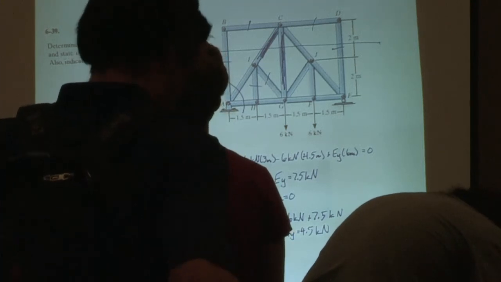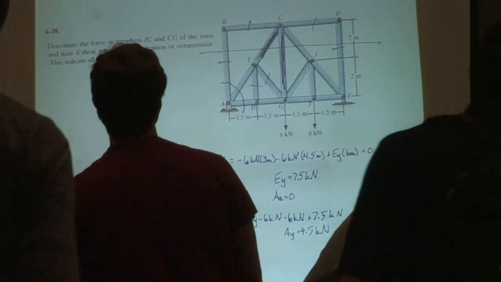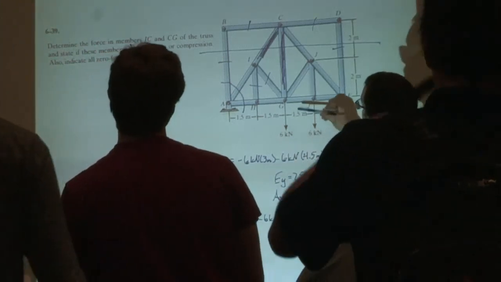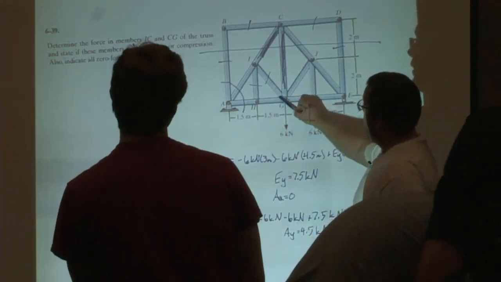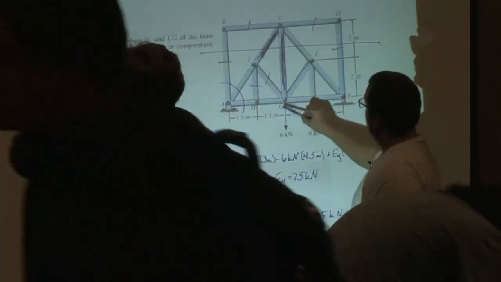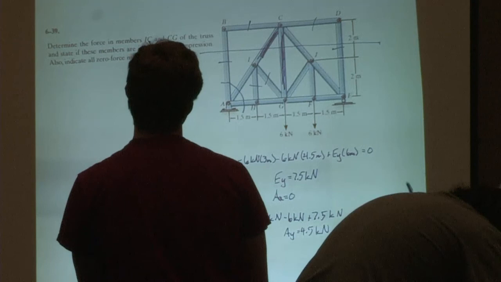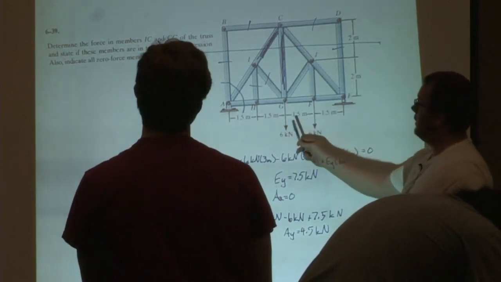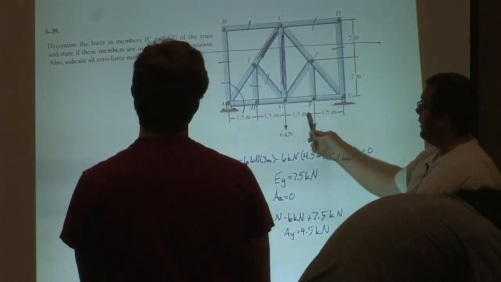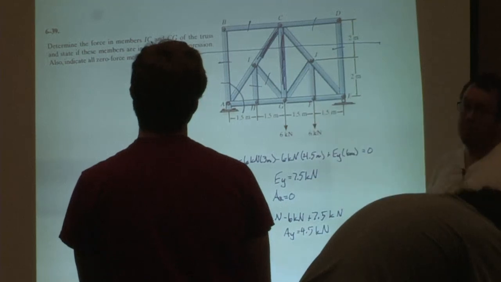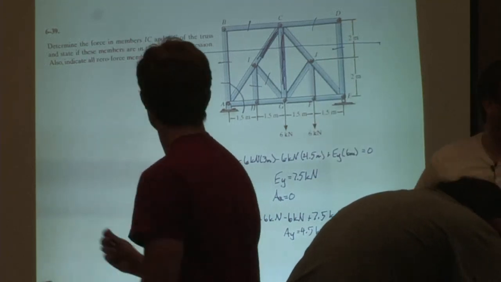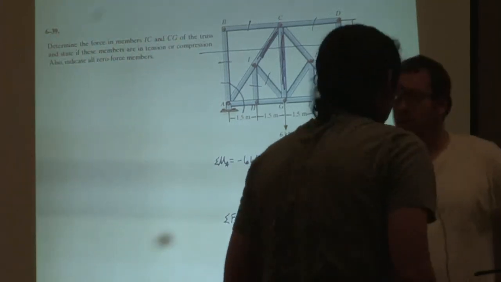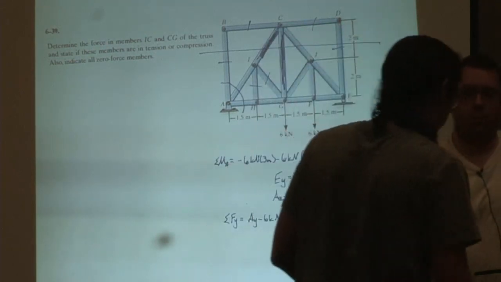So then are IG and GJ perpendicular? It's symmetric, right? So unless there's an additional load on the outside, these are going to be equal, which there is. So that's why these aren't zero force members. Okay. Cool. All right, thank you.